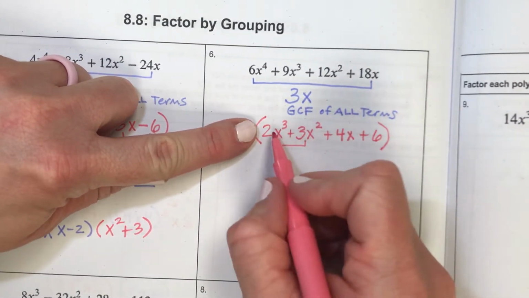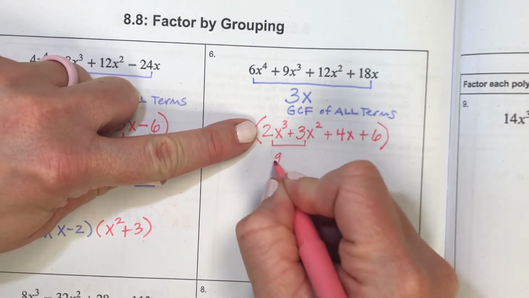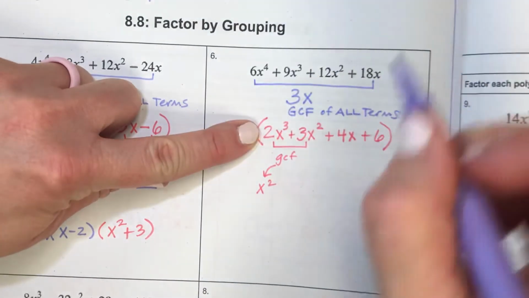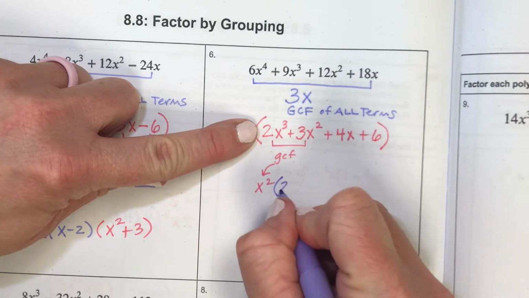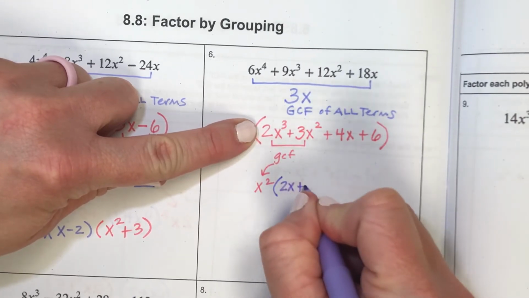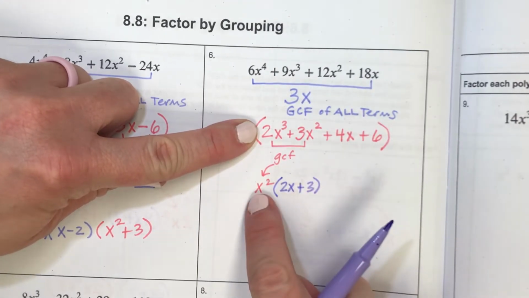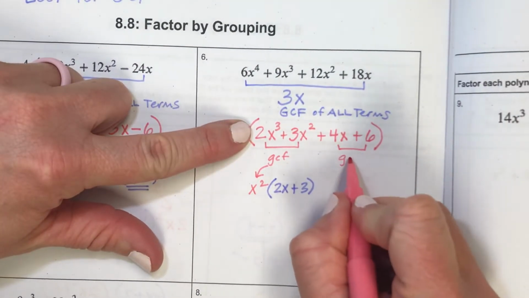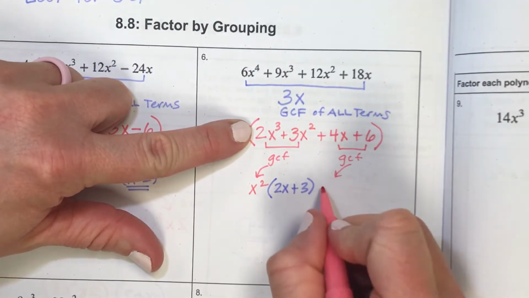but I know I can take out some letters from both, and I'm going to take out an x squared. And what's left if I take out 2 x's would be 2x from the first term and the number 3 from the second term. And then again, my GCF of these 2 terms would be the number 2.